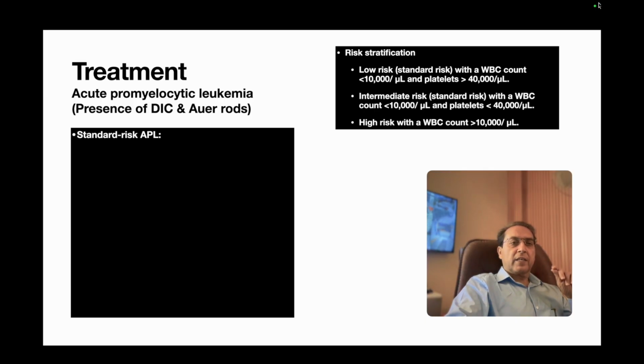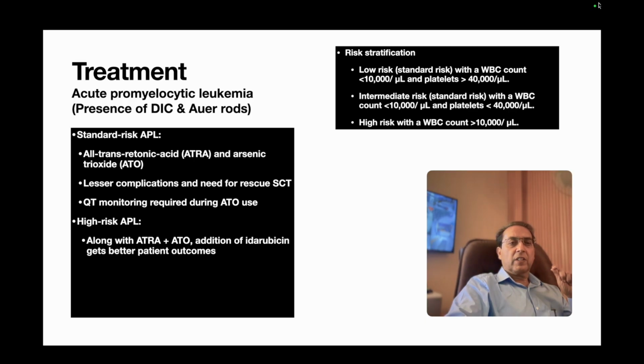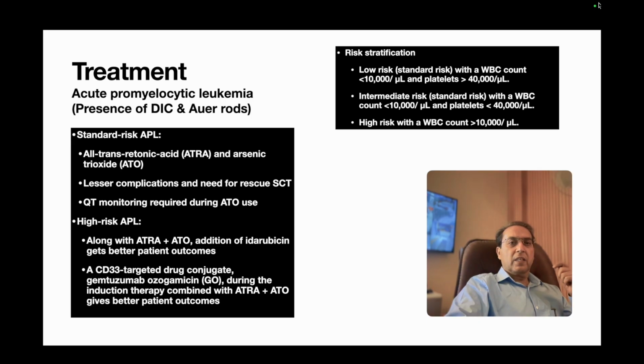So if a patient has standard risk, we can go for all-trans retinoic acid and arsenic trioxide. When we are using this combination, the advantage is there are fewer complications and there is lesser need for rescue stem cell transplantation. While giving this drug, that is arsenic trioxide, QT monitoring should be done because it causes QT prolongation. And for patients who have high risk acute promyelocytic leukemia, along with the ATRA and ATO, addition of idarubicin gives better patient outcomes. Then there is a newer drug, a CD33 targeted drug conjugate, gemtuzumab ozogamicin, that is GO.